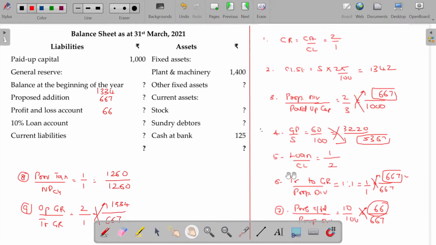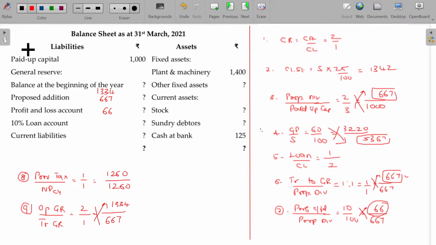Try to finish up. All the ratios are in this single page. I brought all the ratios in a single page. Now try to finish it. We have been given closing stock being 1,342.